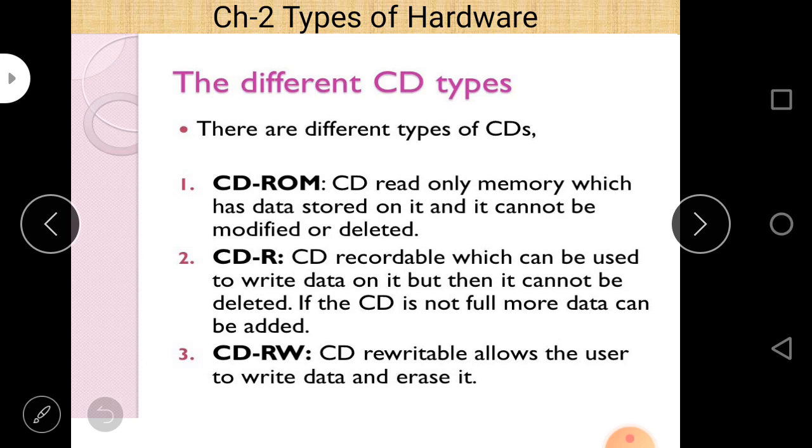CD-ROM cannot be modified or deleted. CDR: you write data once and it cannot be deleted, and you can add more data in it as per the requirement. And CD rewritable allows the user to write data and erase it.